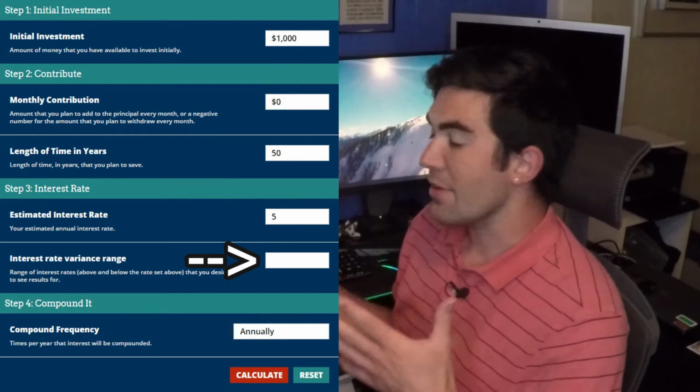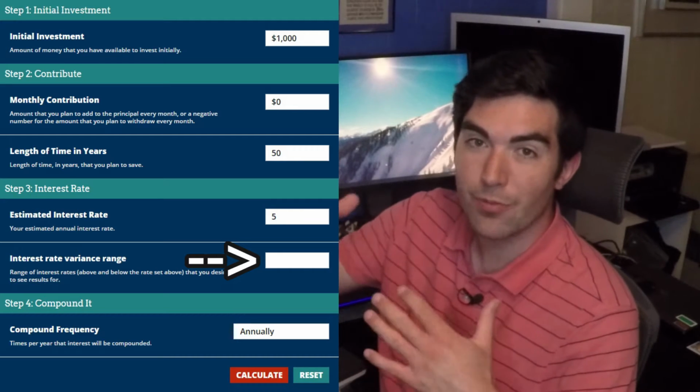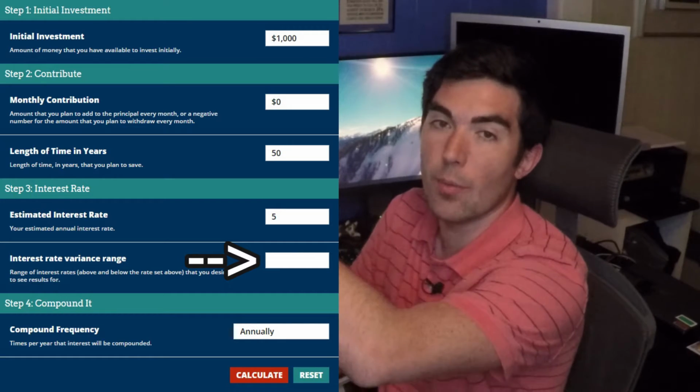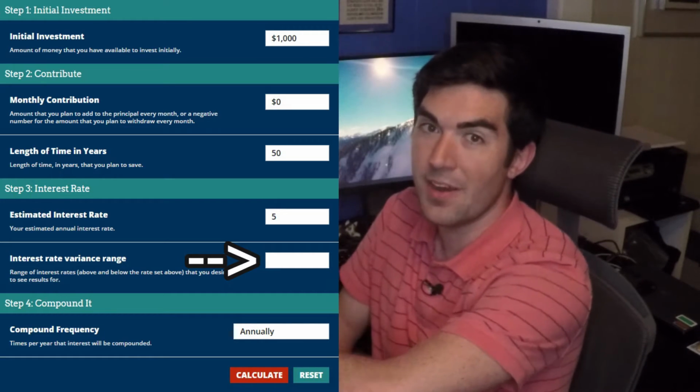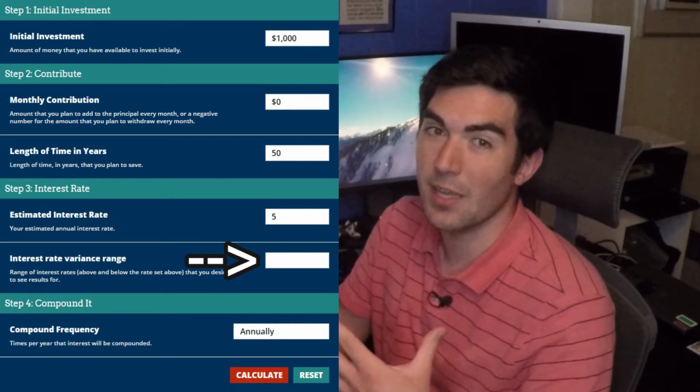Now, the interest rate variance range for this calculator is how much change in interest rate will affect it. That way you have an overlay to say, okay, if it was 2% higher, it would go up here. If it was 2% lower, it would go down there. For now, we're not going to worry about that. This is just to show how compounding interest helps you over time.